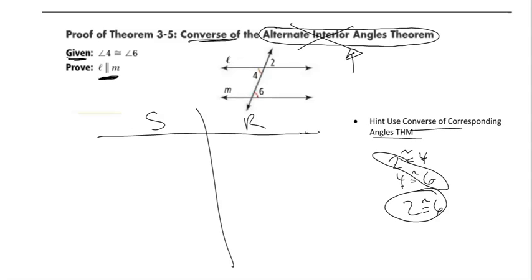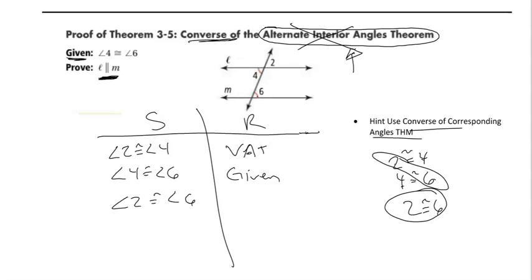Even though we're given this, I'm not going to start with that. I'm going to start with 2 is congruent to 4. Angle 2 is congruent to angle 4 by the vertical angle theorem. Now I'm going to say angle 4 is congruent to angle 6. Why? Because it's given. Now I'm going to connect the angle 2 with the angle 6. Do you want to call it transitive or do you want to call it substitution? I'm going to do substitution. Doesn't matter.